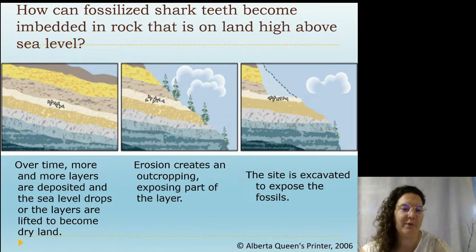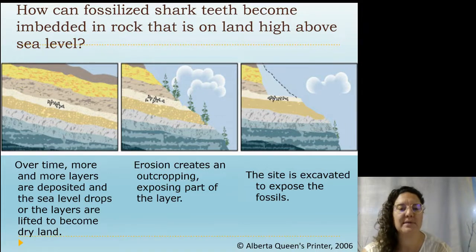Over more and more time, more layers are deposited, the sea level drops, and those layers become lifted, so the ocean either drops or the layers become lifted to become dry land. Erosion happens, creating an outcropping, exposing the layers of rock. So this can either happen through upthrusting and mountain formation, or water erosion, creating a river valley.